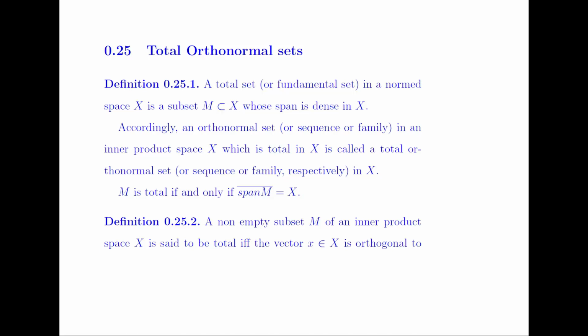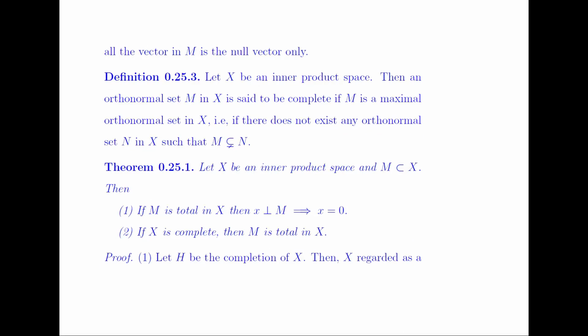So you can say in brief that M is total if and only if the closure of the span of M is equal to the full space X. Or you can say that a non-empty subset M of an inner product space X is said to be total if and only if a vector x in X which is orthogonal to all the vectors in M is a null vector only.